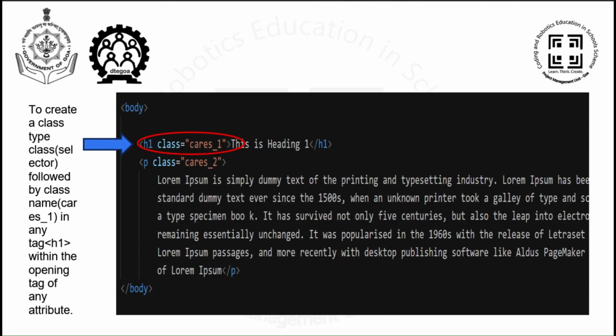To create a class, type class followed by the class name. For example, within the opening tag of H1 heading, type class equals chars_1. Here we are assigning a class to H1 tag with the class name as chars_1.